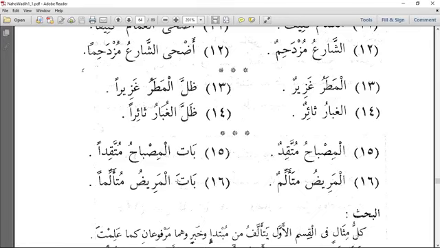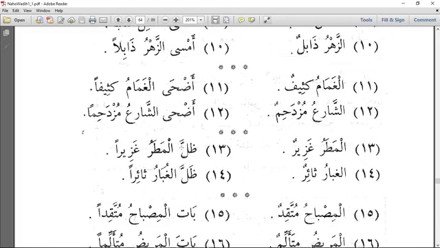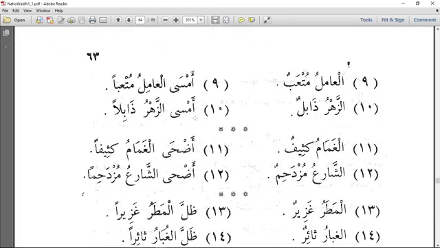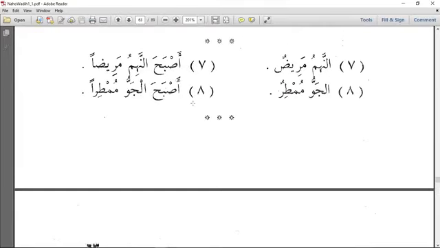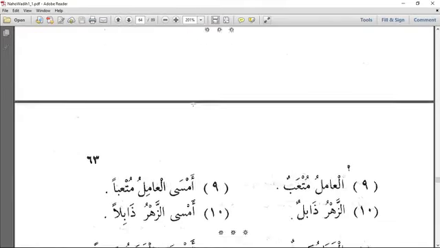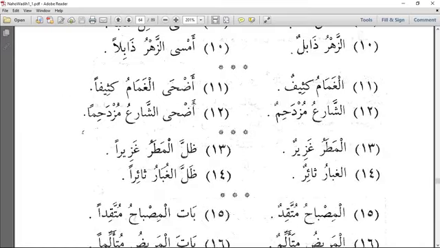So I said asbaha, bata, dholla, adha, amsa. They can denote the meaning of kana, that is describing the noun in the past, or denote the meaning of sorrow. But the time will be specified. So bata is used to denote night, dholla afternoon, adha the time of duha, amsa the evening, and then asbaha the morning. So these are kana and its sisters.